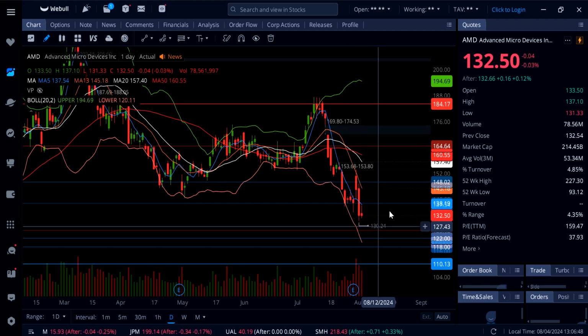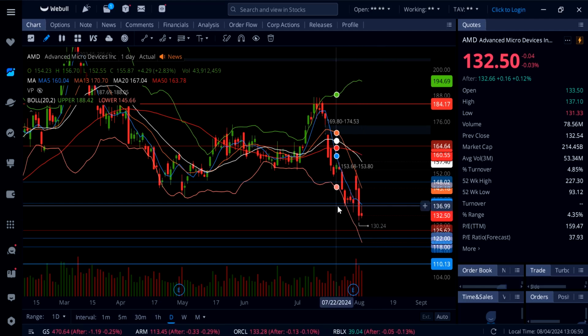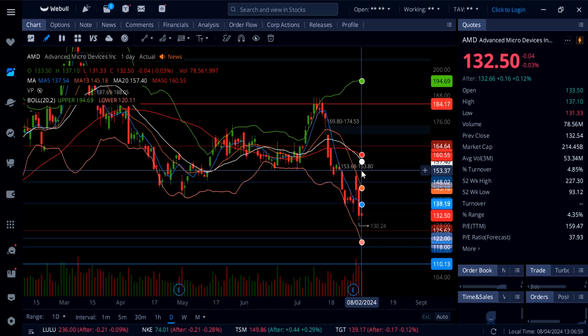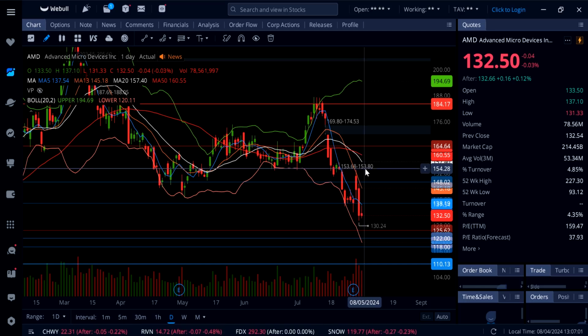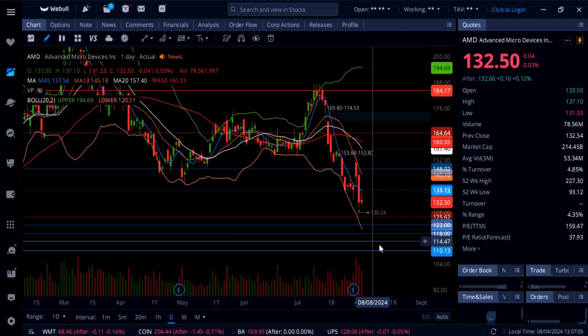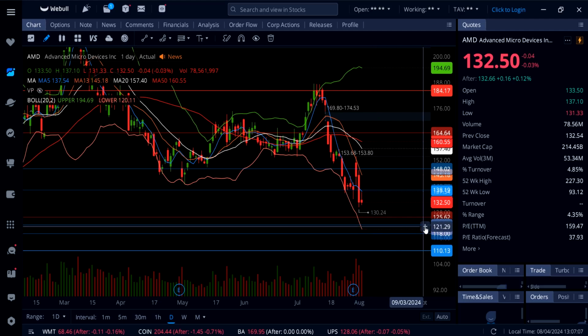And if this thing can clear and hold 138, we might see a dead cat bounce, possibly up to 145 to 148. If we can come up here, then we can talk about possibly this gap at 153.80. Until then, AMD is on a strong downtrend, and if this thing gives up 125, we might go much lower.